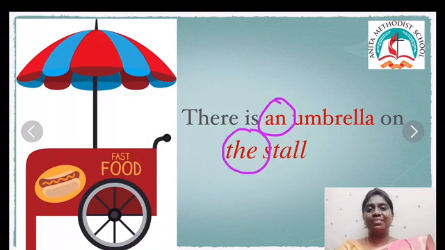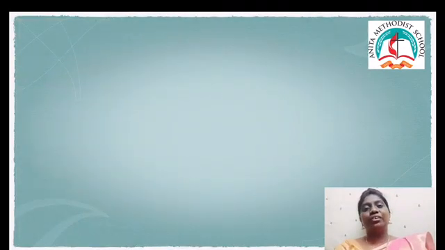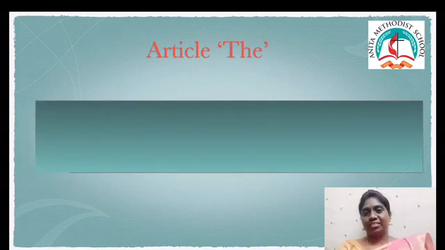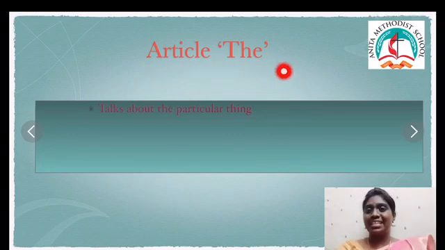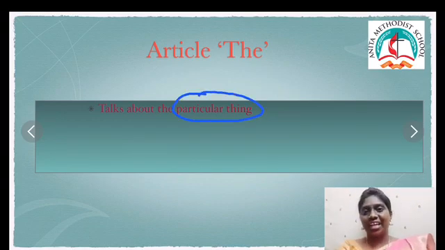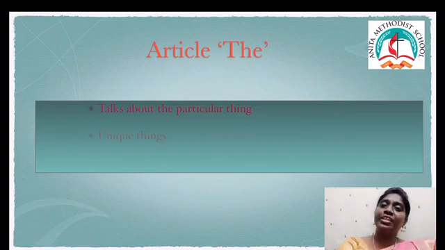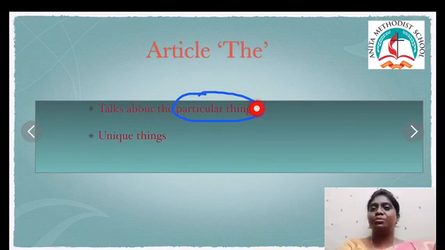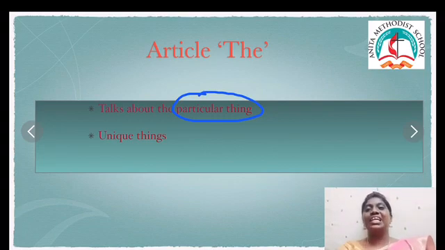Here previously we saw a stall, but in this picture we saw the stall. Why are we using the stall? Let's see the use of the article the in sentences, right? When we use the in front of the noun, it talks about a particular thing, unique things and plural nouns. So we use the article the in front of the noun which we already spoke about. When it comes for the second time, we already said that is a stall and there is an umbrella on the stall. So already we spoke about the stall. So when we are using it for the second time, we will say the stall. Second is unique things and third one is plural nouns.